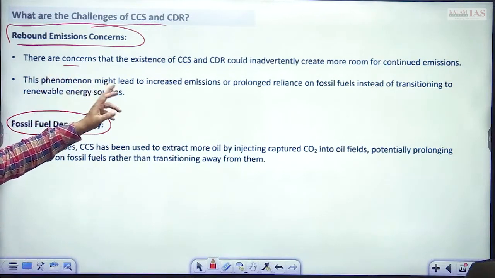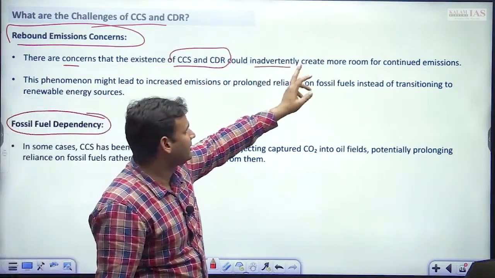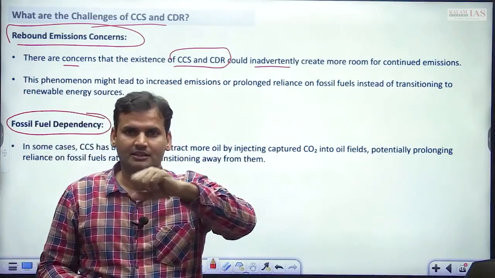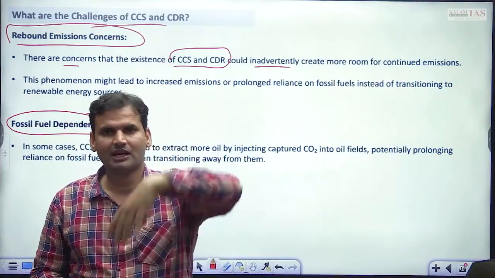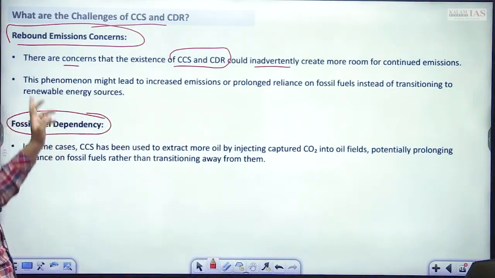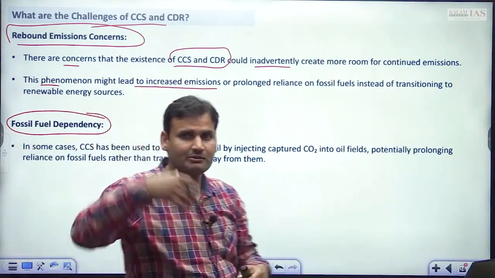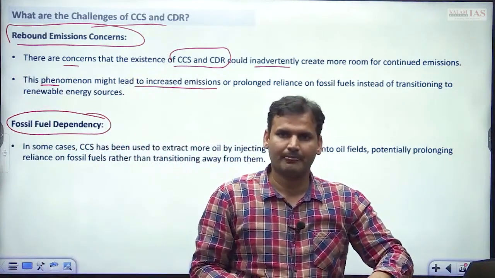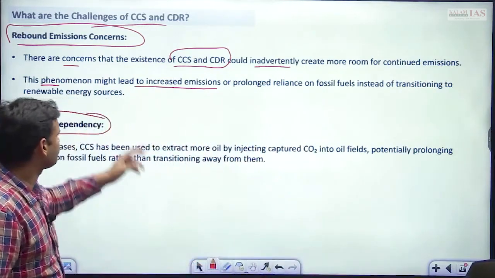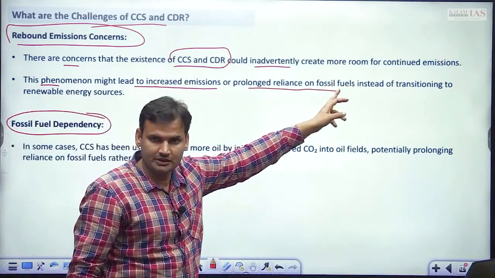So there are concerns that the existence of this CCS and CDR would inadvertently create more room for continuous emissions. You will feel that now we have got the technology, whatever carbon we emit we can store, right? So that is one concern. This phenomenon might lead to increased emissions. You will think there is no problem, whatever we emit we will recover anyway, and then this can lead to a cascading effect also, right? So this might lead to increased emissions or prolonged reliance on fossil fuels.